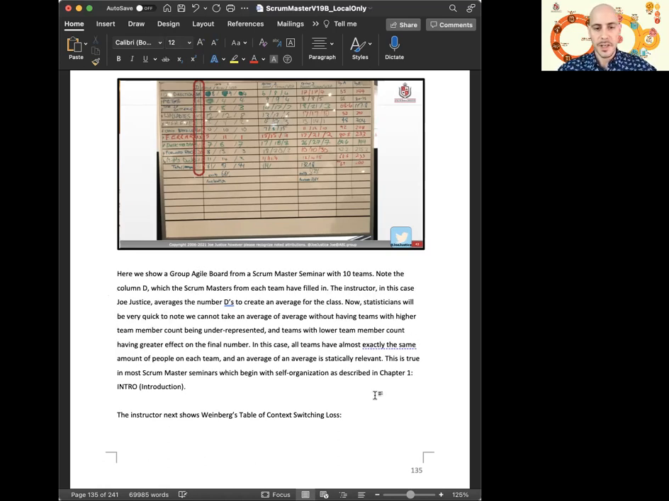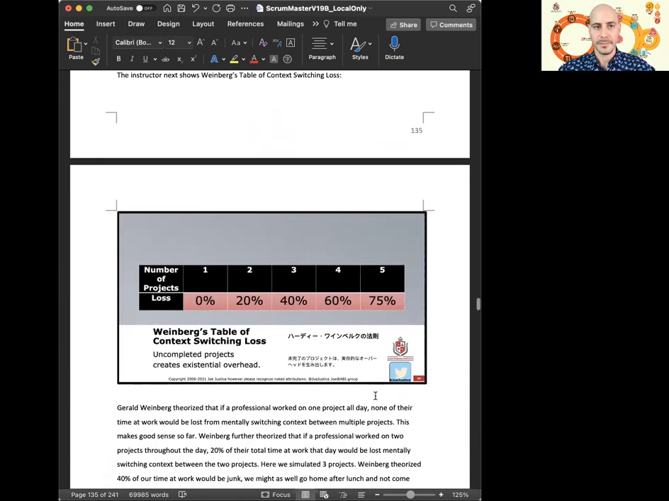The instructor next shows Weinberg's table of context switching loss. Number of projects for a team or an individual being 1 is 0% context switching loss mentally switching context between one project and another. However, when a team or an individual has two projects simultaneously, Weinberg predicted, and later Joe Justice measured, a 20% loss as we switch context from project A to project B.